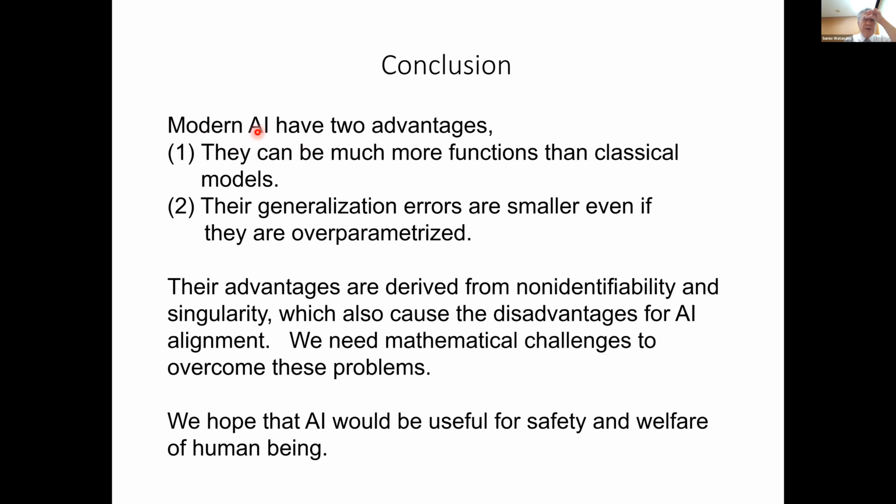Modern artificial intelligence has two advantages. They can be much more functional than classical models. Generalization errors are smaller, even if they are over-parameterized. The advantages are derived from non-identifiability and singularity. These advantages are caused by hierarchy.